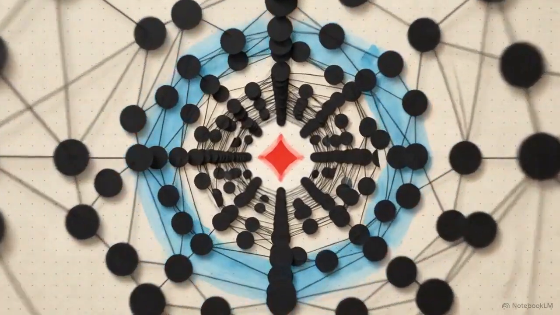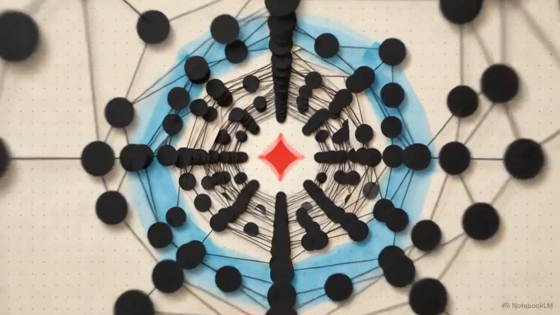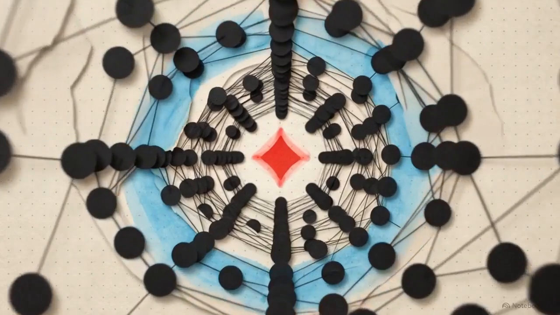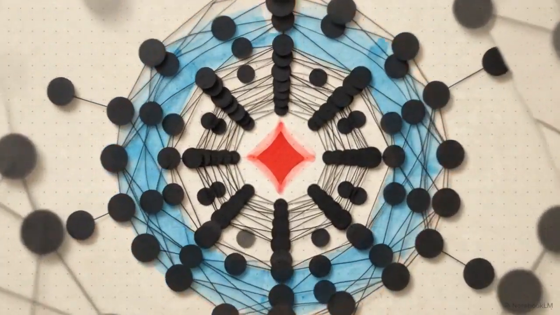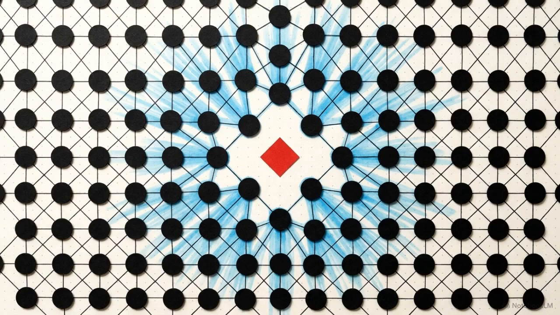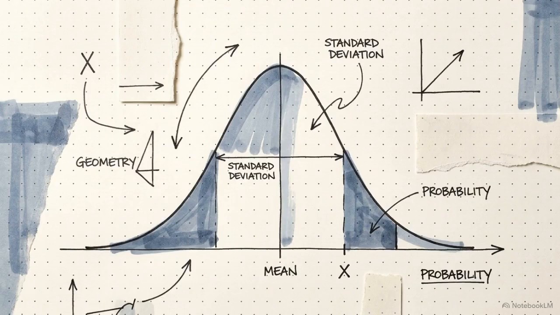Every millisecond, networks process millions of events. A credit card swipe in London, a server ping in Tokyo, an IoT sensor on a factory floor. Finding the single fraudulent transaction or failing component in that massive, chaotic stream is the core challenge of modern anomaly detection. For decades, the standard response was to strictly define what constitutes normal.